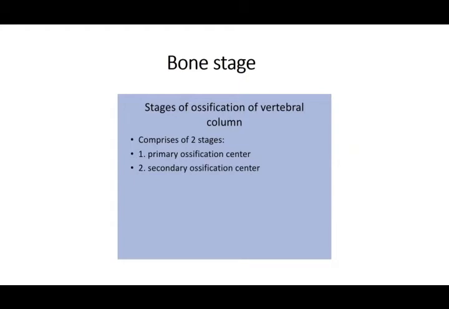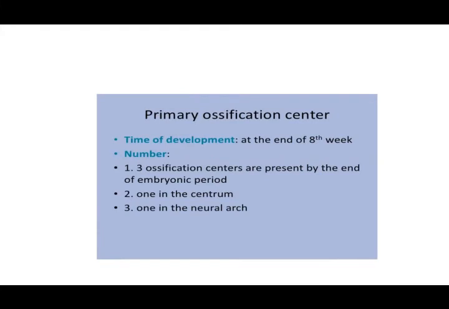The ossification of the vertebral column comprises 2 stages. As we've said everywhere, there is a primary ossification center and secondary ossification centers. The same is the case here. The primary ossification center appears roughly at the 8th week. Three ossification centers are present by the end of the embryonic period. One in the centrum, when we say centrum, we mean the body, and one in each half of the neural arch.